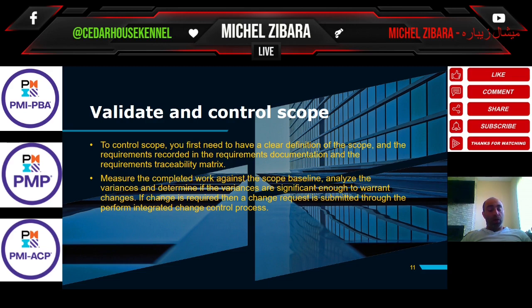Measure the completed work against the scope baseline. So here we are talking about the action, not the planning. So we are saying what happens during validate and control scope. So definitely preventing changes is very important. If you have to do a change, you would have to first of all assess the change.